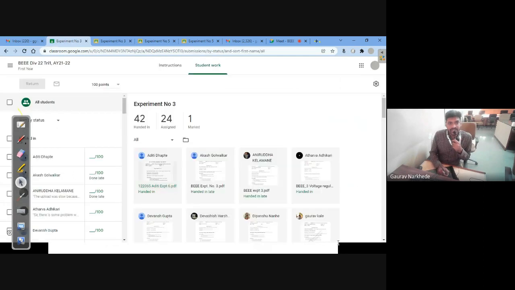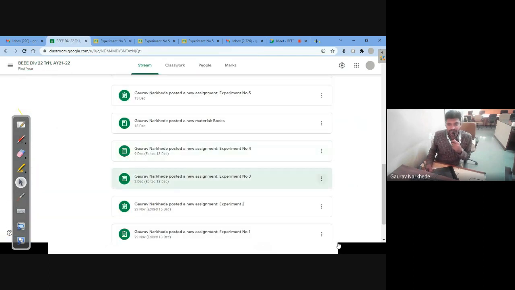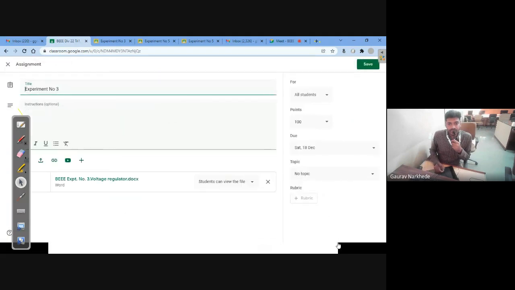So just we will check it. What is experiment number 3 exactly? So this is voltage regulator.